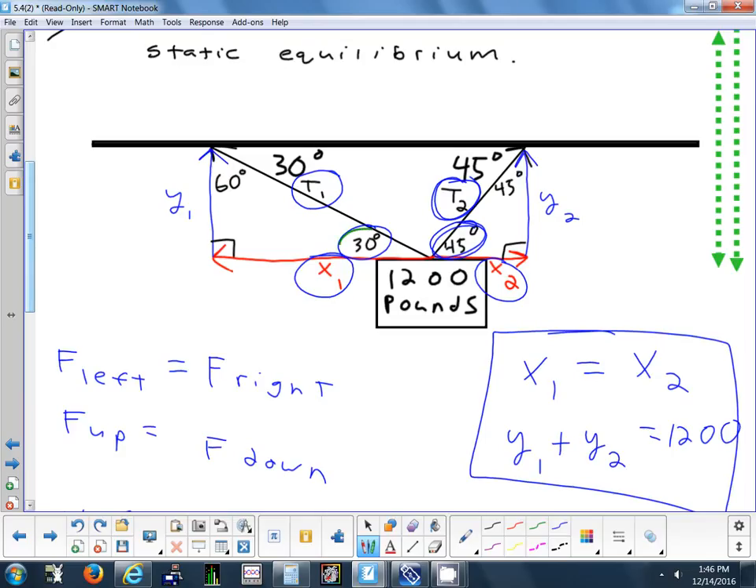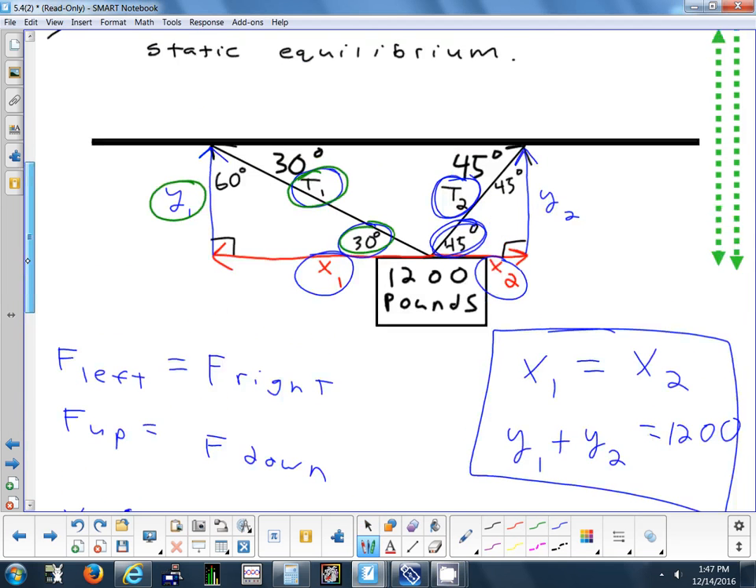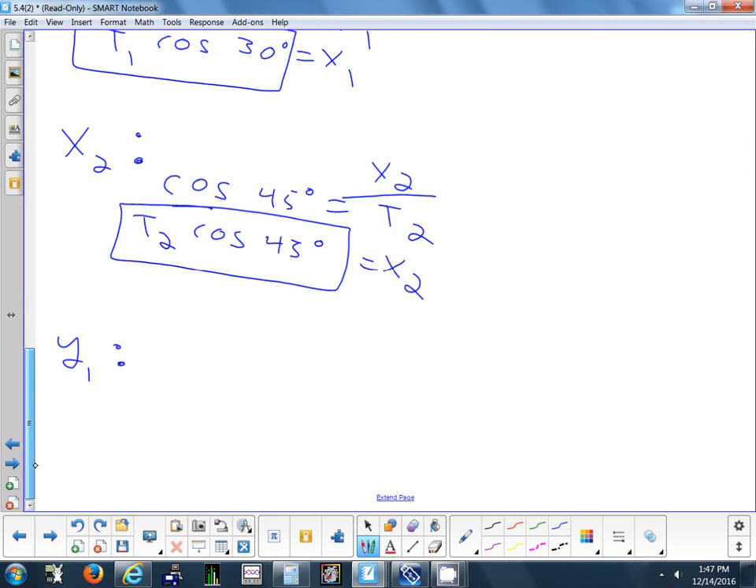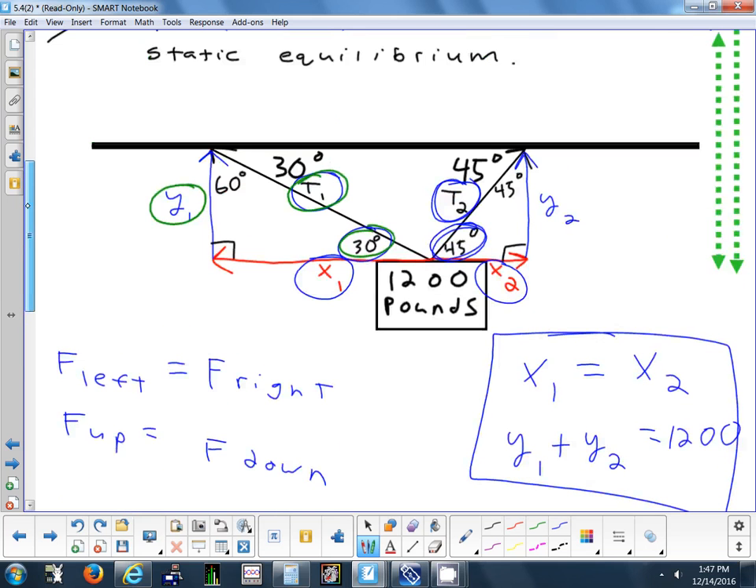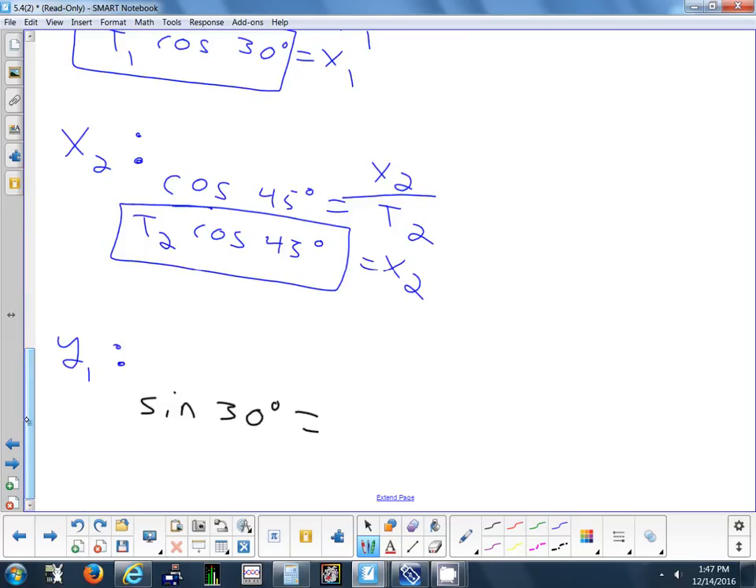We're using this angle, this side, this side. So focus on the three things in green. What's the name of side Y1? Opposite. What about T1? Hypotenuse. What trig function has opposite and hypotenuse? Sine. So it's going to be sine of 30 equals opposite over hypotenuse, Y1 over T1. These are all very similar in how they're set up. So what would Y1 equal?